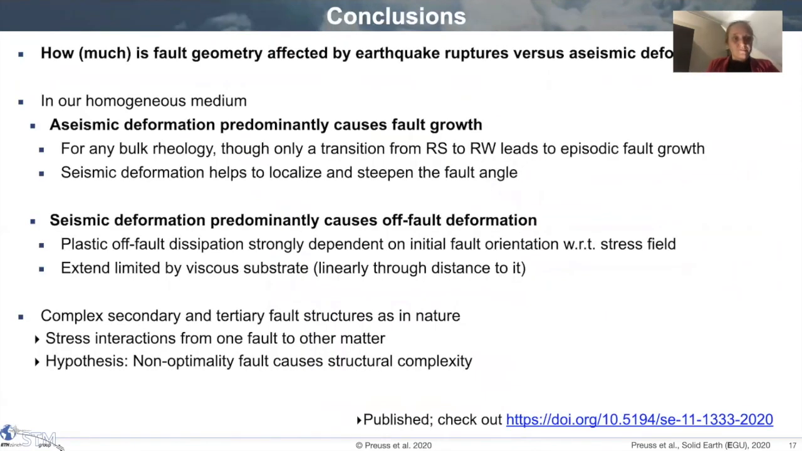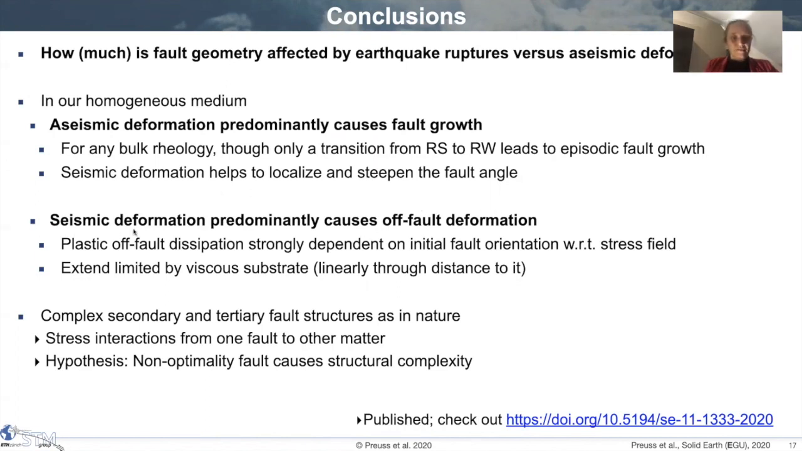So in conclusion, in our homogeneous medium under the parameters that we ran, even though we tested thousands of them, what we see is that aseismic deformation is always the predominant cause for fault growth. So we saw in this presentation for a range of bulk rheologies that we only get an episodic fault growth if we transit from rate strengthening to rate weakening in the bulk with increasing plastic strain. And seismic deformation helps to localize, so it sets the fault angles to a bit steeper, and it stimulates a steeper fault angle.